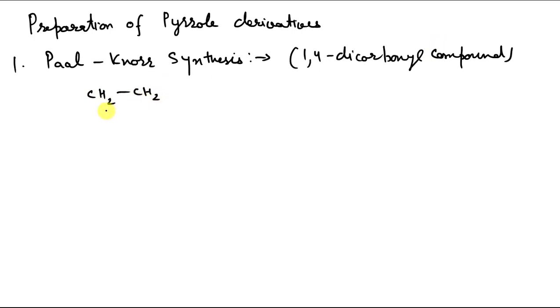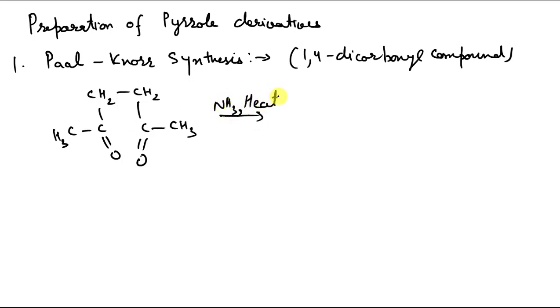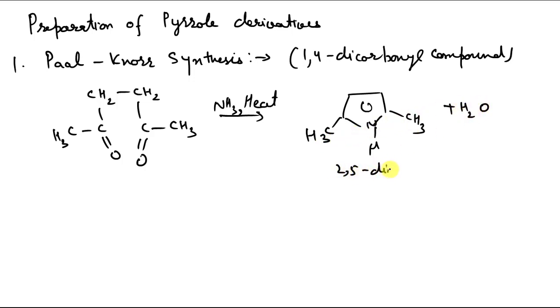Basically this: CH3, C double bond O, CH2, CH2, C double bond O, CH3. So now you can see these are 1, 2, 3, 4, 1,4-dicarbonyl compounds. Basically when we heat these 1,4-dicarbonyl compounds with ammonia, or we can also use some primary amine instead of ammonia, what we get is a pyrrole derivative, CH3, it is 2,5-dimethyl pyrrole plus water, 2,5-dimethyl pyrrole.